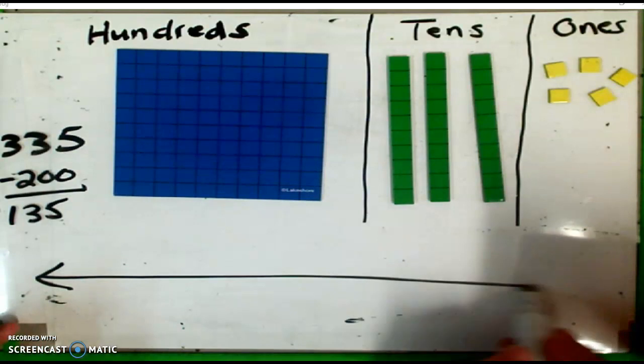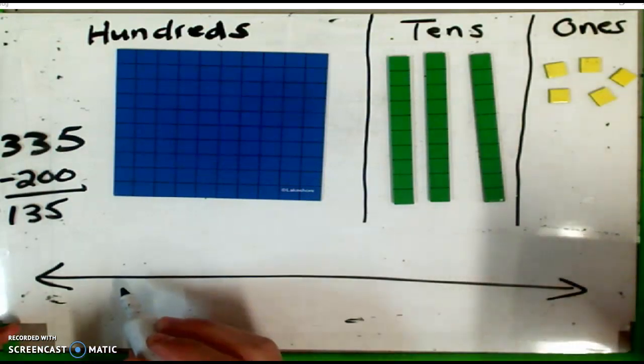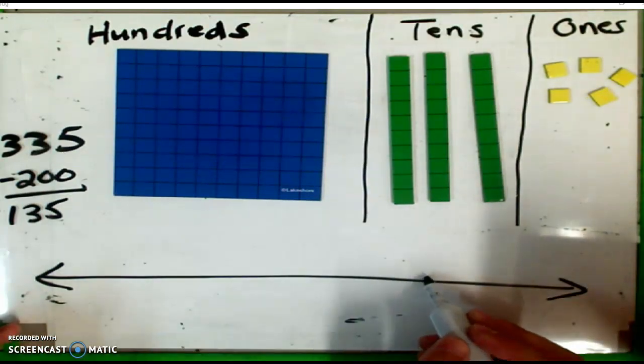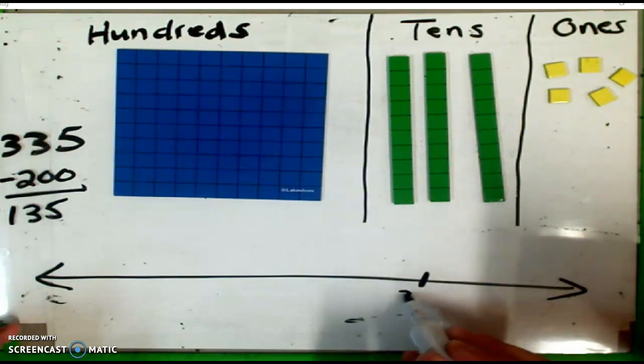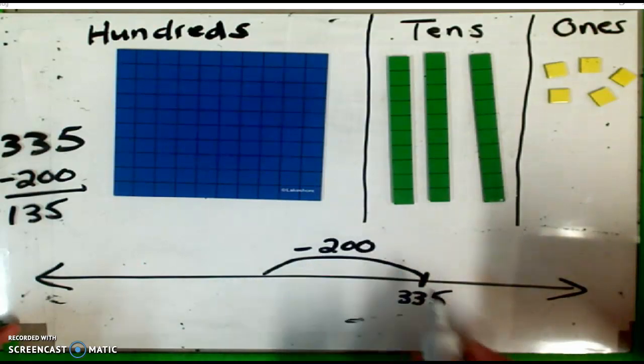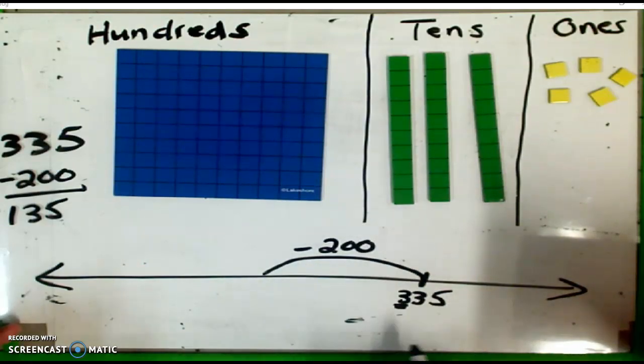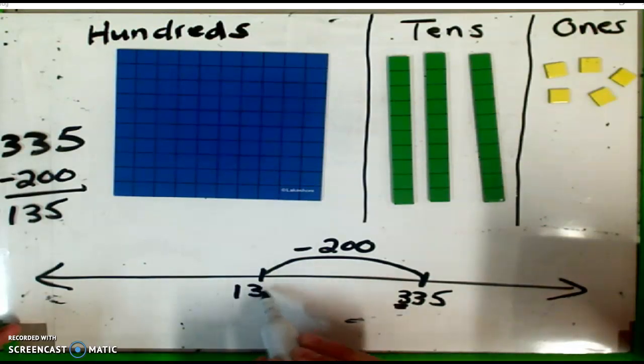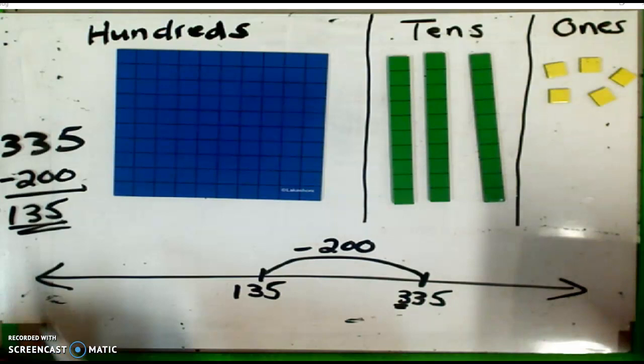And if I represent that on a number line, I'm going to start over here because we're subtracting. I'm starting at 335. I'm jumping back 200. And I know I'm just looking at the hundreds place. So that should get me to 135, the same as we have up here.